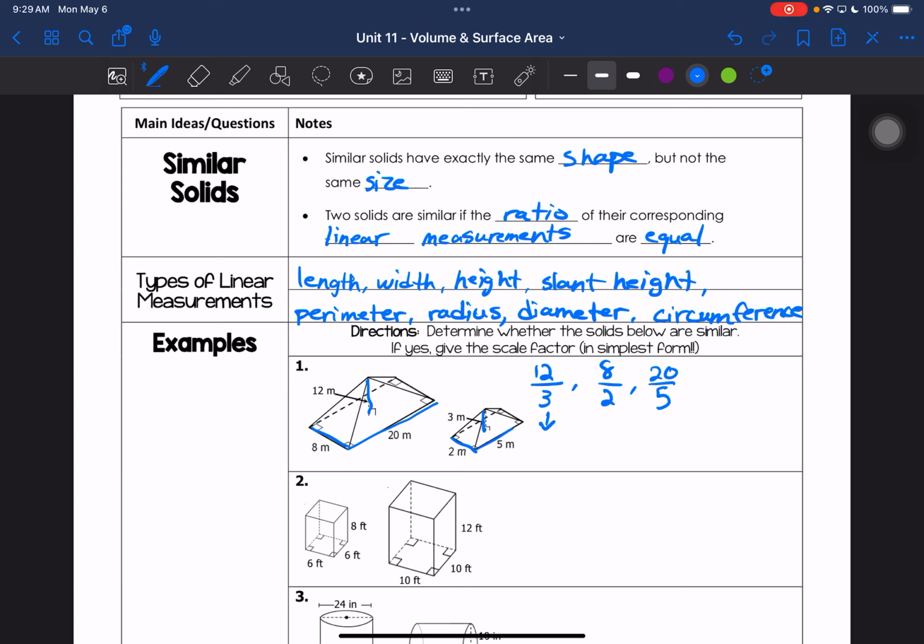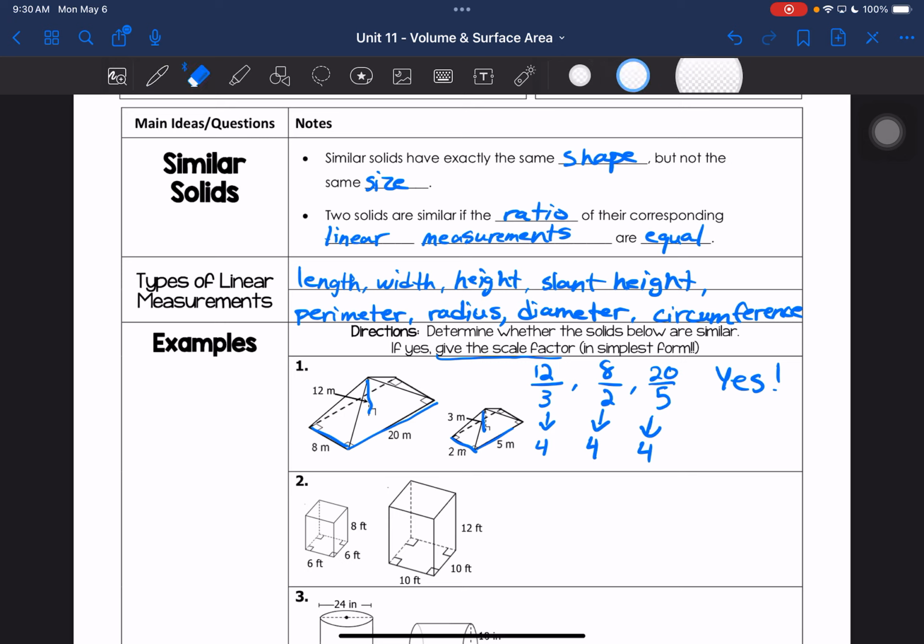Like 12 over 3 would really just simplify to 4. 8 over 2 would also simplify to 4. And 20 over 5 would also simplify to 4. So all of them equal 4. So let's say, yes, they can be considered similar. And if yes, we have to give the scale factor in simplest form.